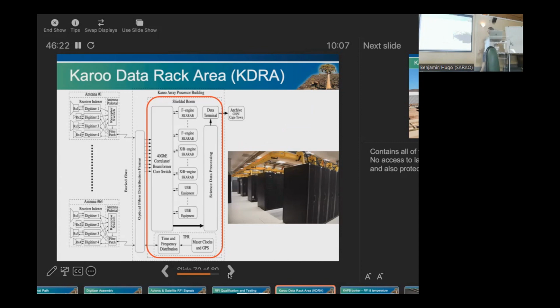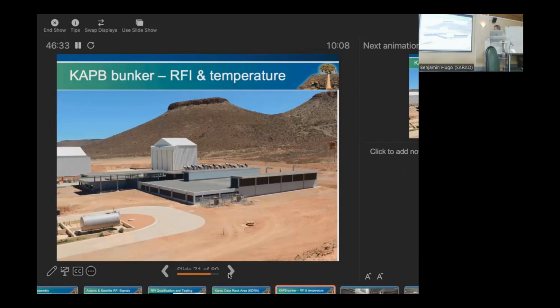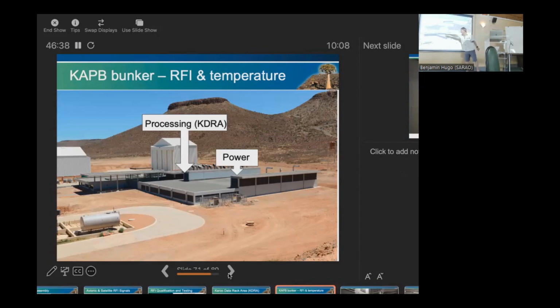So we've got to take all of the stuff, which is all stuck in these data racks, and put it inside a big tin box, a Faraday cage, and then we put that Faraday cage in a building which is basically underground. So the data rack area sits underground in that bit of the building, and then all of the power conditioning stuff over here as well. And the reason we stick it underground is to give us even more RFI shielding, and also because it's cooler underground in the Karoo than it is above ground.